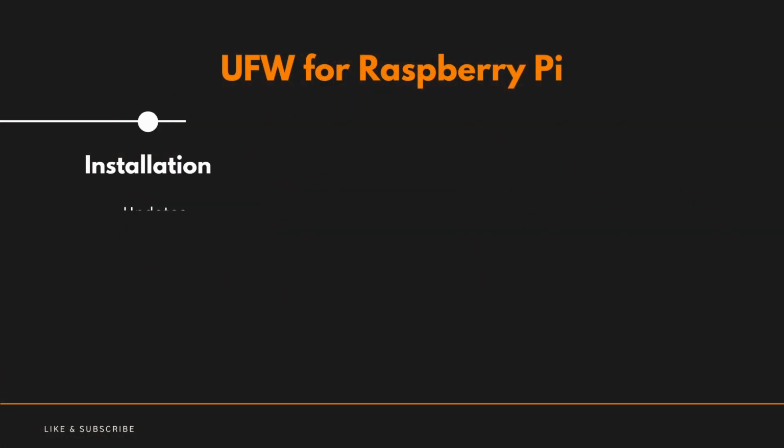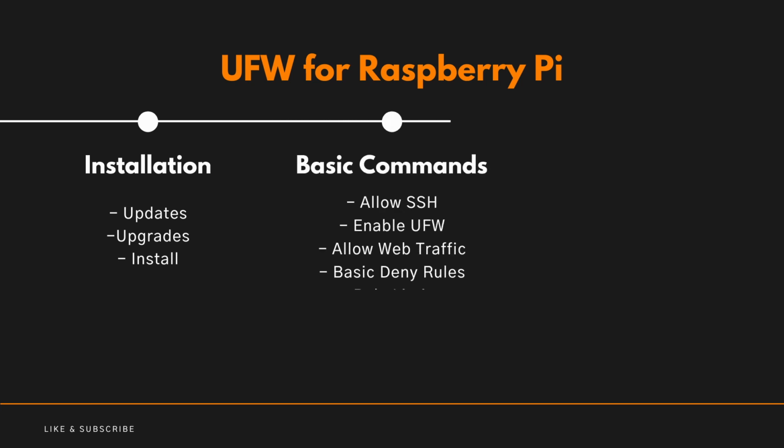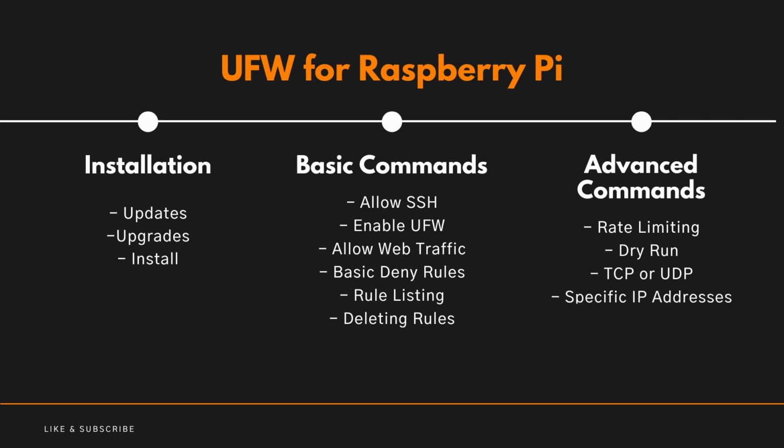By the end of this video, you'll be able to download, install, and set up our firewall application of choice, which will be UFW. We're then going to move on and set up some basic UFW commands, after which we'll set UFW to start on startup. And then finally, we'll move on to some more advanced UFW commands, such as rate limiting. Without further ado, let's connect to our Pi and get started.